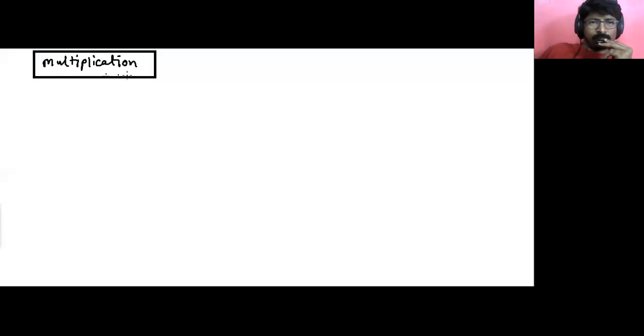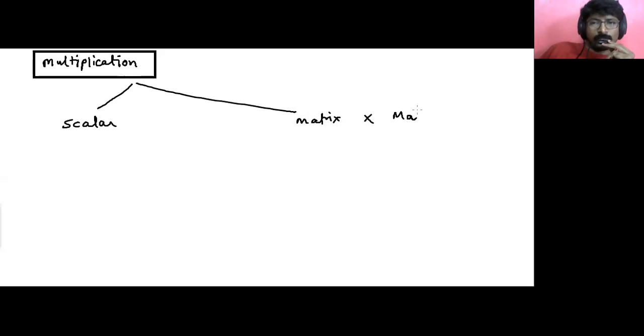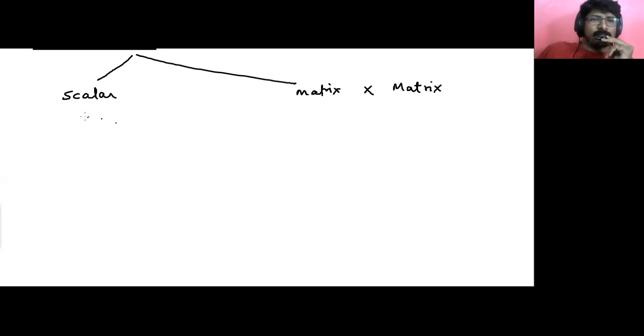Okay, guys. So we're learning multiplication of matrices. There are two types of matrix multiplication. One is scalar multiplication, and the second one is matrix into matrix multiplication. I hope students you all are writing. Okay, please keep writing. Now, what is scalar multiplication?